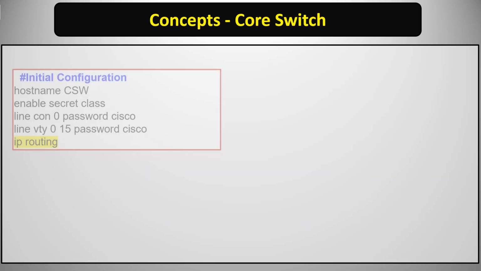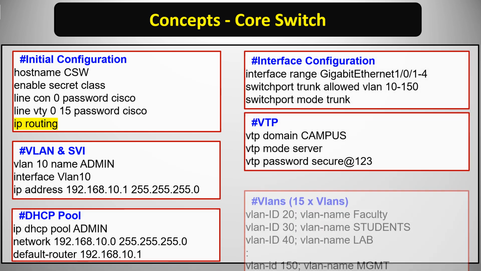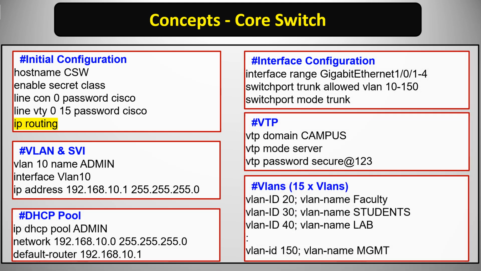Now coming towards the core switch. The core switch is the brain of our network. In the initial configuration, we enable the secret password, the console password, and the normal VTY password. The IP routing is enabled through the IP routing command. Then we create VLANs and switched virtual interfaces. For example, here we are creating VLAN 10 with the name admin, configuring the interface VLAN 10 and assigning the IP address.